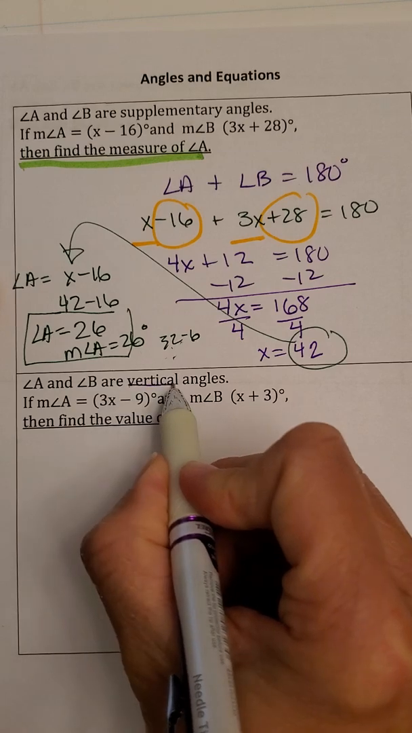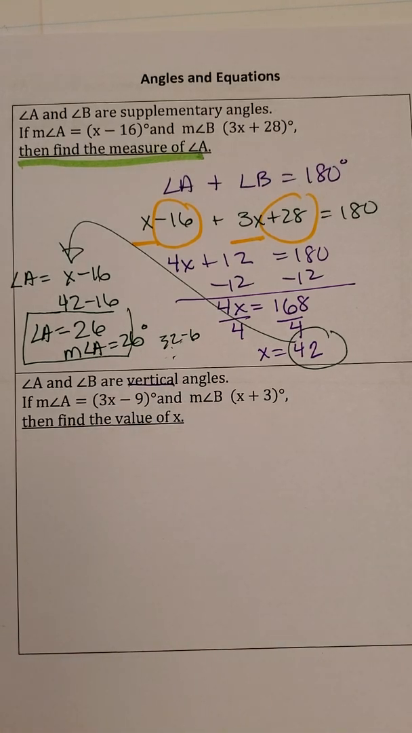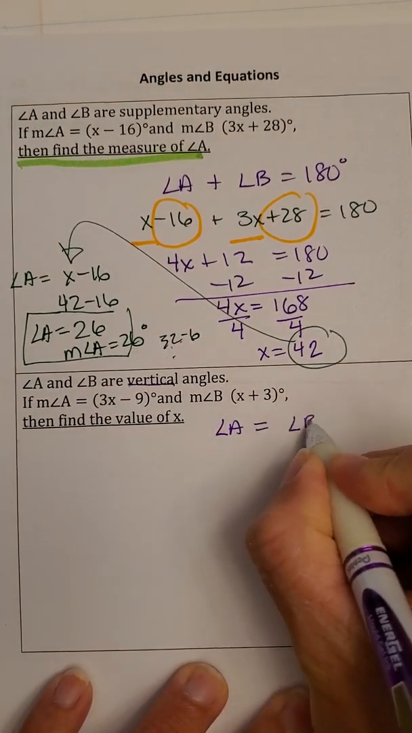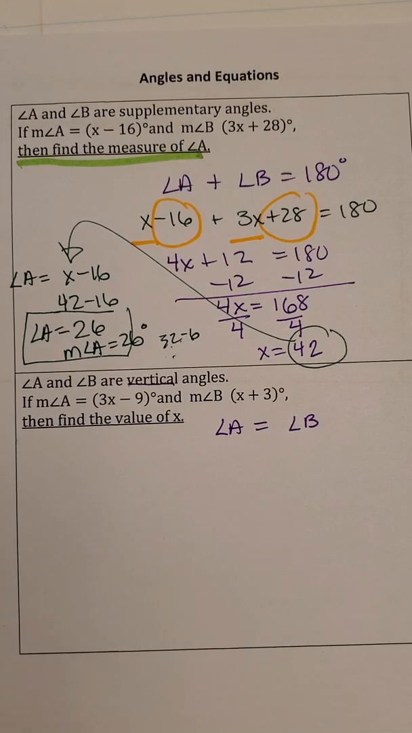See, vertical angles. So the first step in any of these problems is to notice what kind of angle you're dealing with so you know what kind of equation to make. We know that vertical angles are equal. Okay, so if angle A and angle B are vertical angles, then we know this to be true. Angle A has to be equal to angle B.